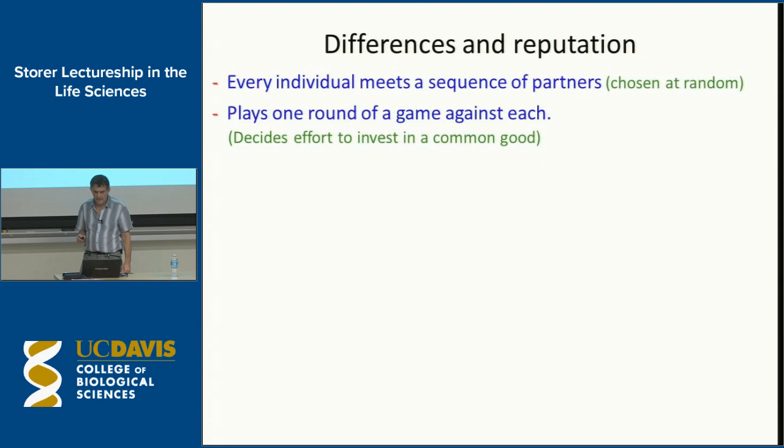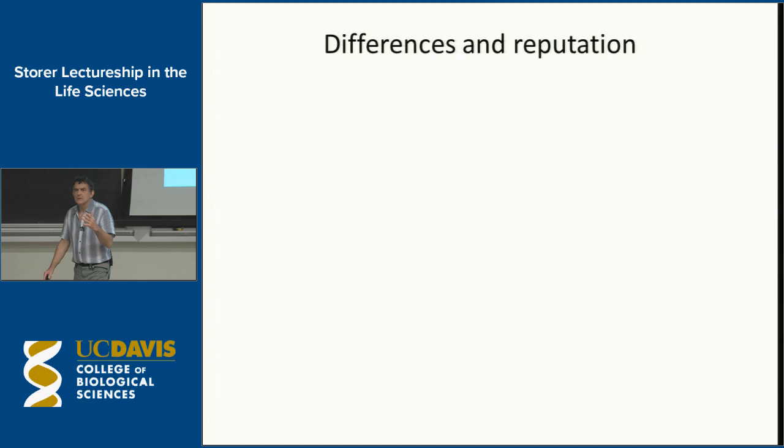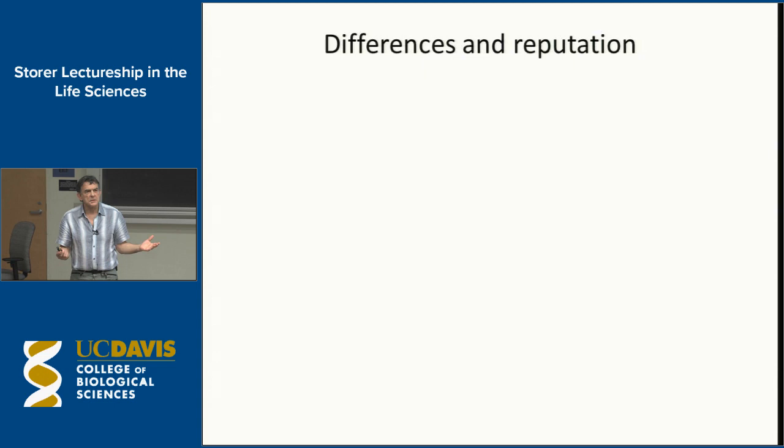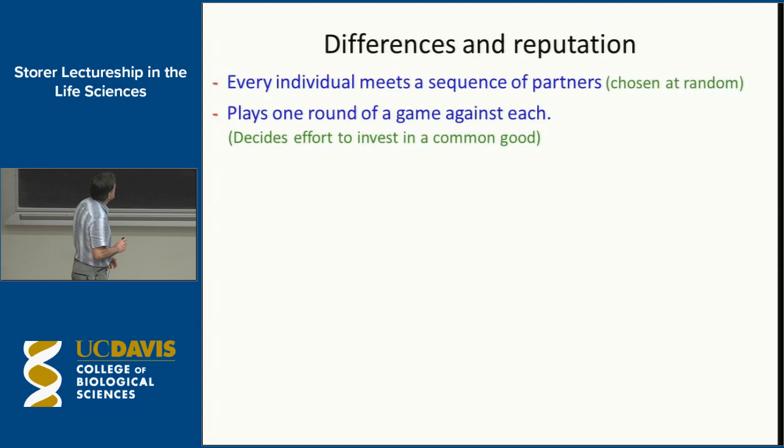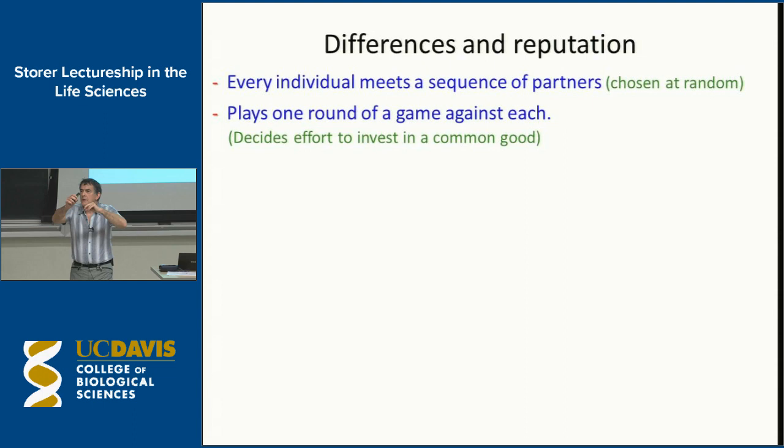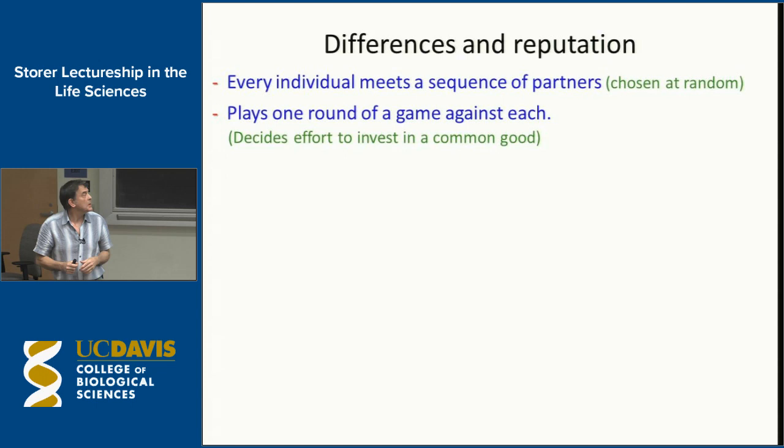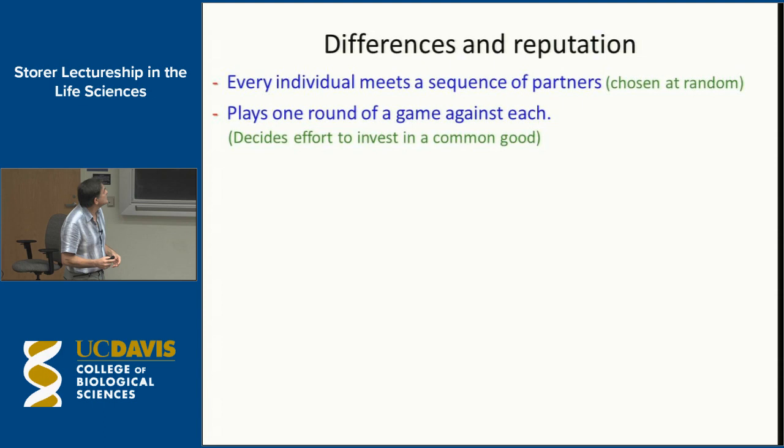So what about reputation? As I said, one of the complaints I have about these models is they don't have differences. Of course, if you want to think about reputation, then there has to be differences. That's what reputation is about. Individuals are different. So let's think of that in a simple setting where individuals meet pairwise. And when they meet, they play a little game together, which is maybe a game where each contributes to a common good of the pair, but at individual cost, let's say. They have to decide how much effort to put into the common good.